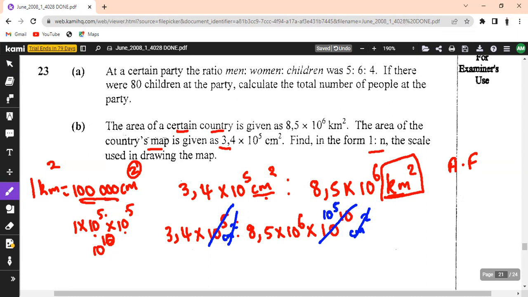So that's it. Here I'm going to be left with 3,4. Let's write stage by stage: 3,4 as to 8,5 times 10 to the power of 5.